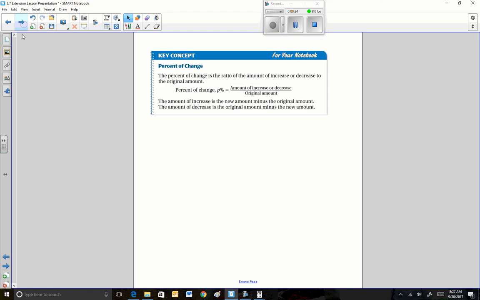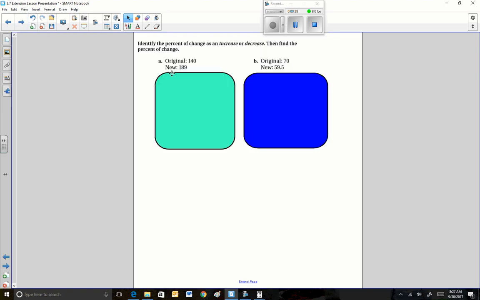Let's take a look at the next information. To actually calculate this, we take the amount of increase or decrease and divide it by the original amount to get the percent of change. Let's take a look at how that works out mathematically.